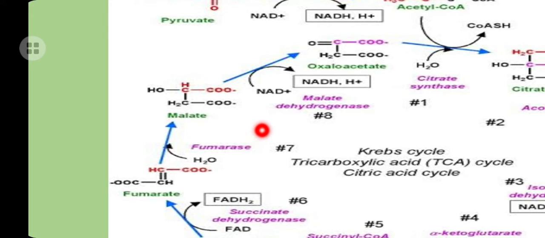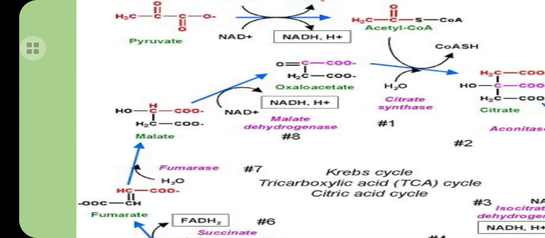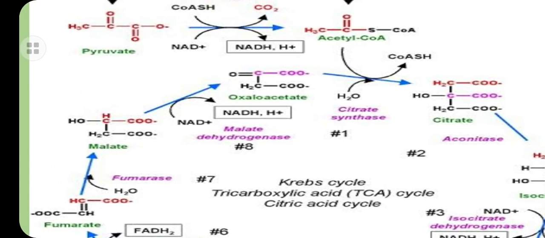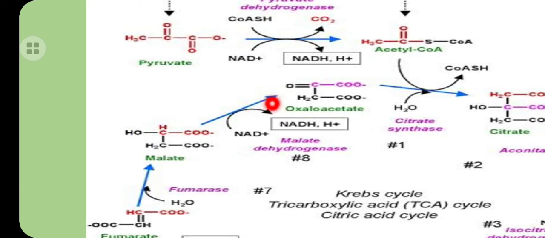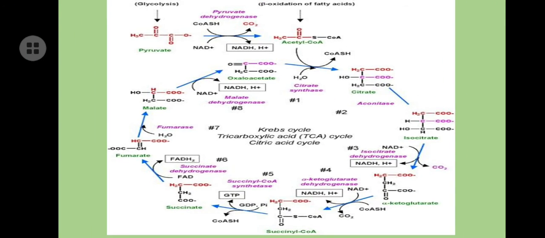The next, or seventh, step of the Krebs cycle is conversion of fumarate into malate in the presence of the enzyme fumarase. And the last step of the Krebs cycle is conversion of malate into oxaloacetate in the presence of the enzyme malate dehydrogenase. During this process, again hydrogen is accepted by NAD and produces NADH2, and oxaloacetate is again produced to recycle back in the Krebs cycle. So this is all about the Krebs cycle reactions.